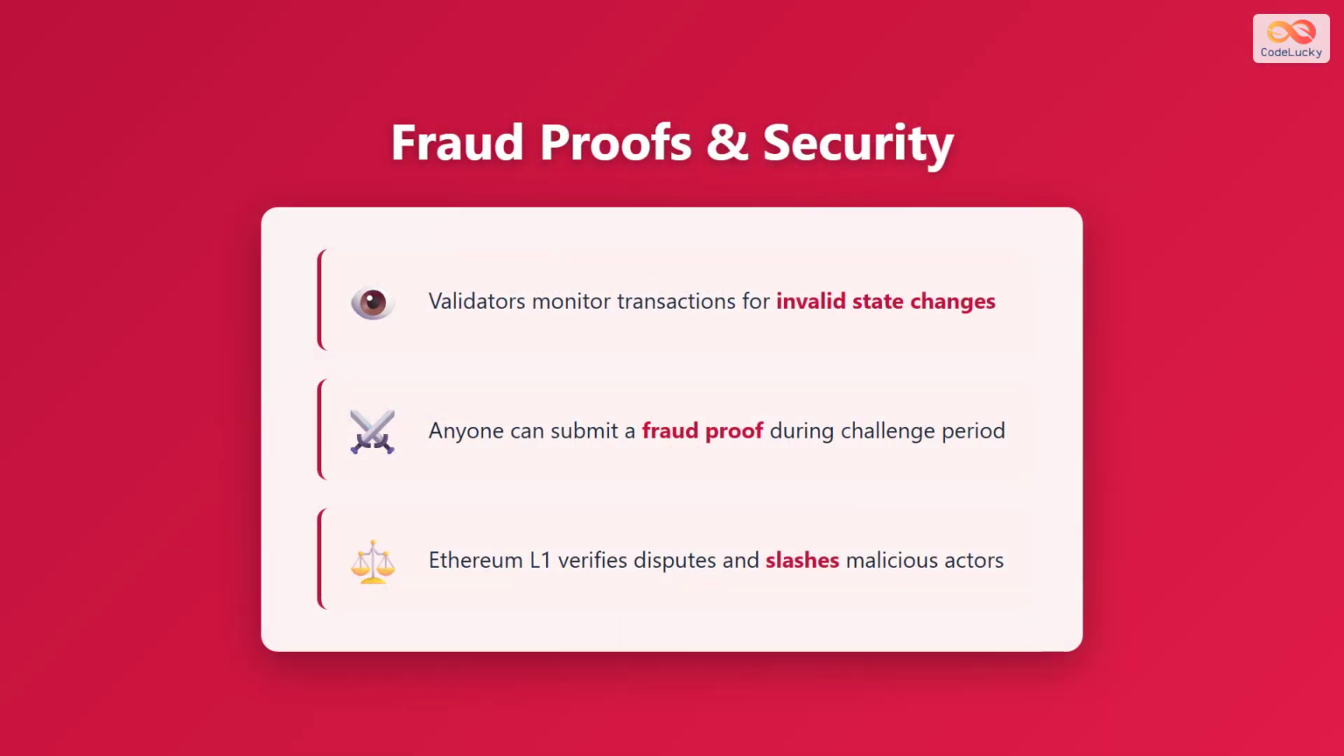Security in Arbitrum relies on fraud proofs. Validators continuously monitor transactions for any invalid state changes. If someone detects fraudulent activity, anyone can submit a fraud proof during the challenge period. Ethereum's Layer 1 then verifies these disputes and slashes malicious actors, penalizing them for attempting to submit invalid transactions.